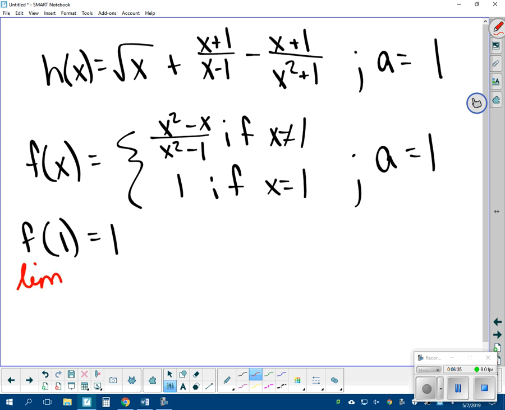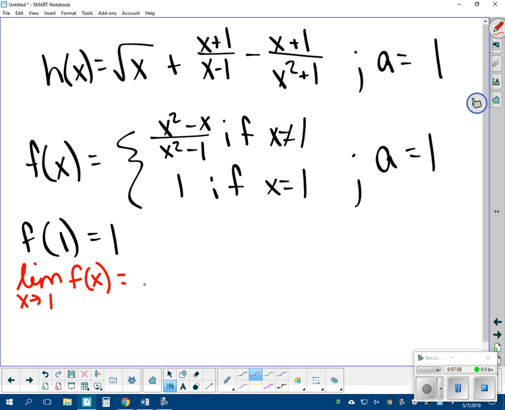Then to find the limit as x approaches 1. So now we're approaching 1, we're not exactly 1, that means we need to use the upper piece, because we're not exactly 1. Can we do it by direct substitution? No, because we would get a what in the denominator? 0. So how do you find the limit then here? Okay, so you can try factoring.